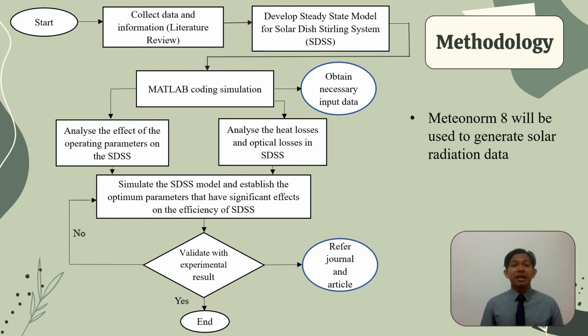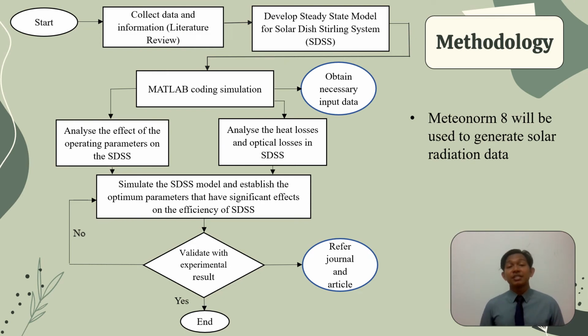losses in the system. After that, we will perform the coding and simulation in MATLAB, which will start in the next semester. Before that, we need to obtain necessary input data. The Meteonorm software will be used to generate solar radiation data, and this solar radiation data will be used as an input data for the simulation.